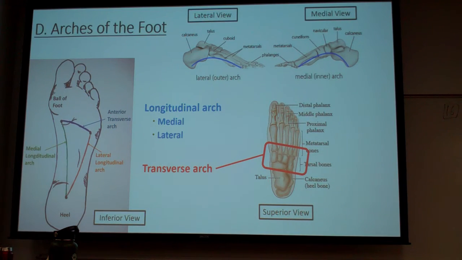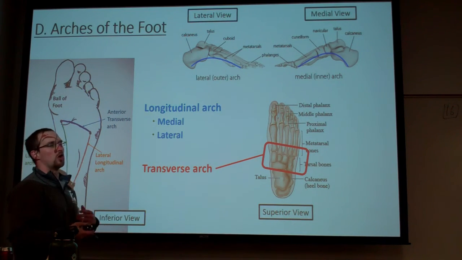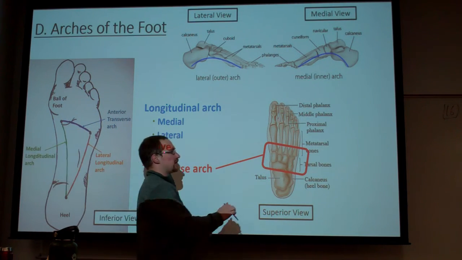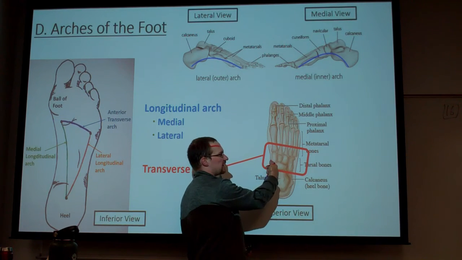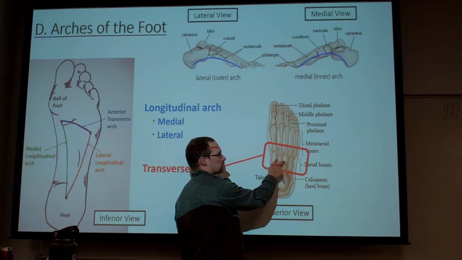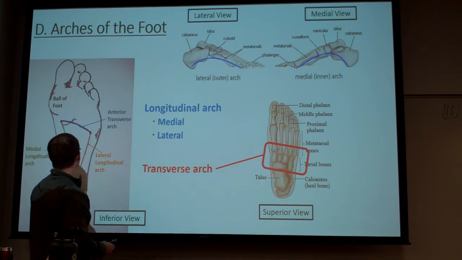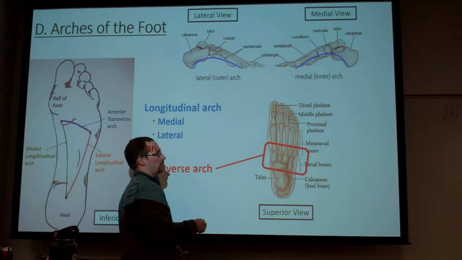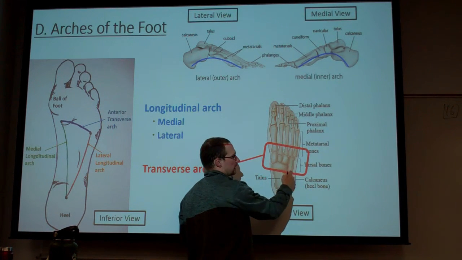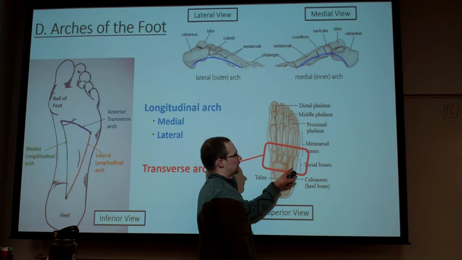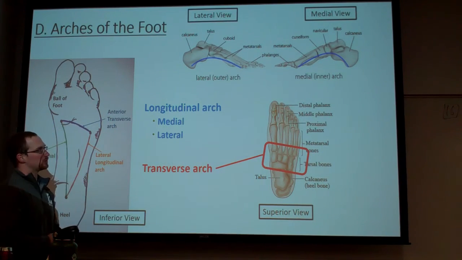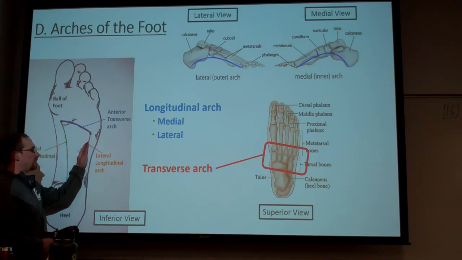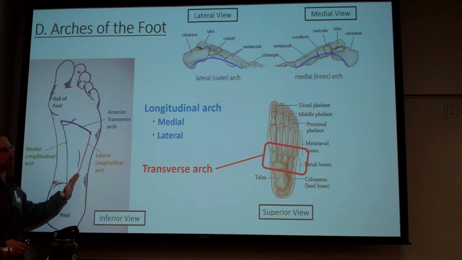Feel free to look at your lab manuals for that, to know what bones it crosses. But essentially, if you know where the first three cuneiform bones are, that's on the medial portion. That means those bones are a part of the medial longitudinal arch. We're talking about the fourth and fifth metatarsals, and the cuboid bone, I apologize. Your cuboid bone there, that's a part of your lateral longitudinal arch.